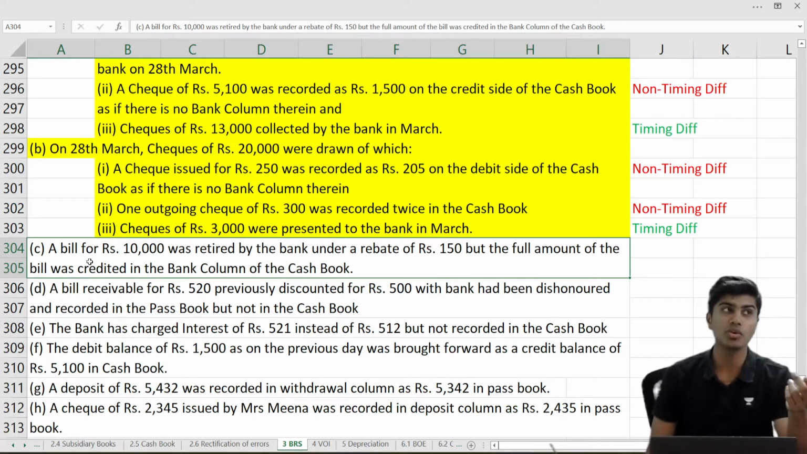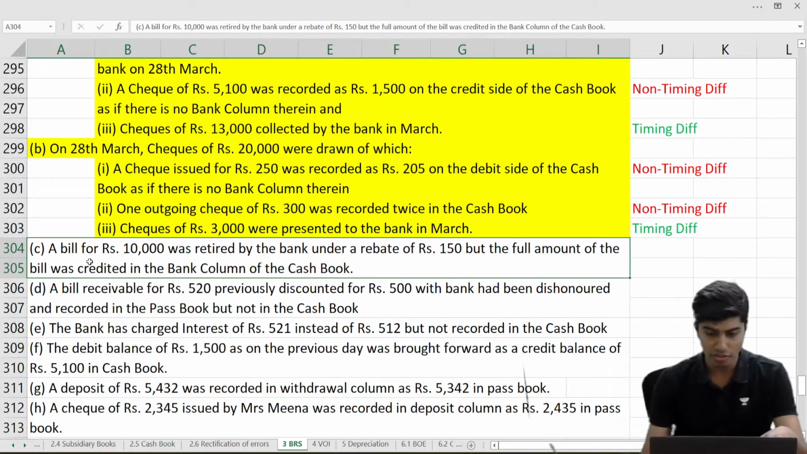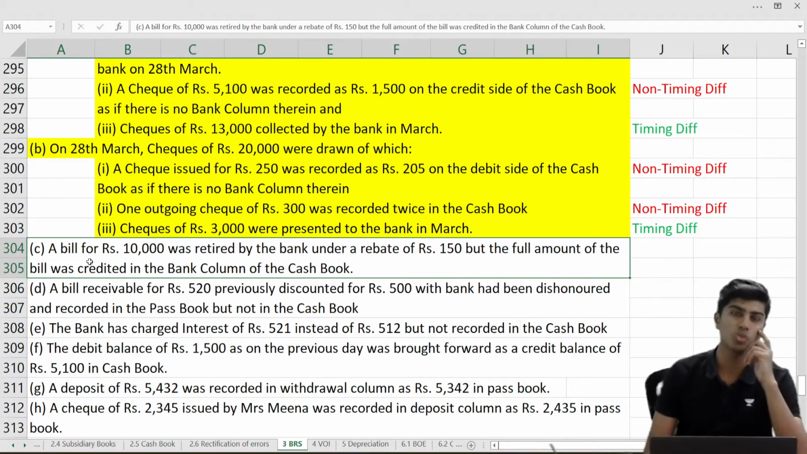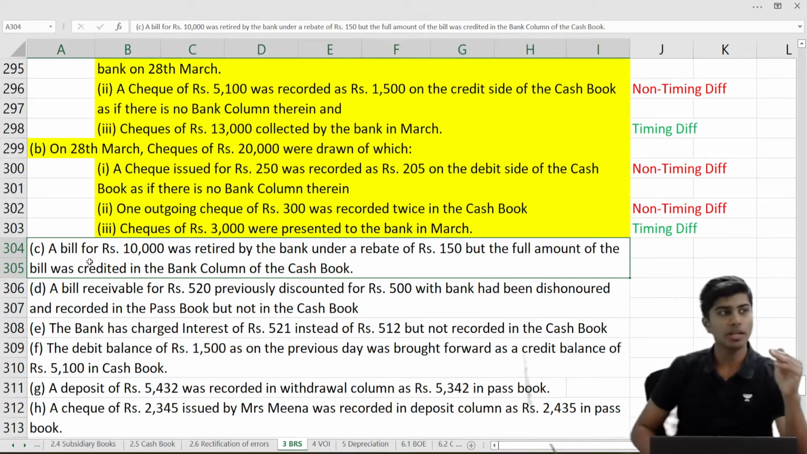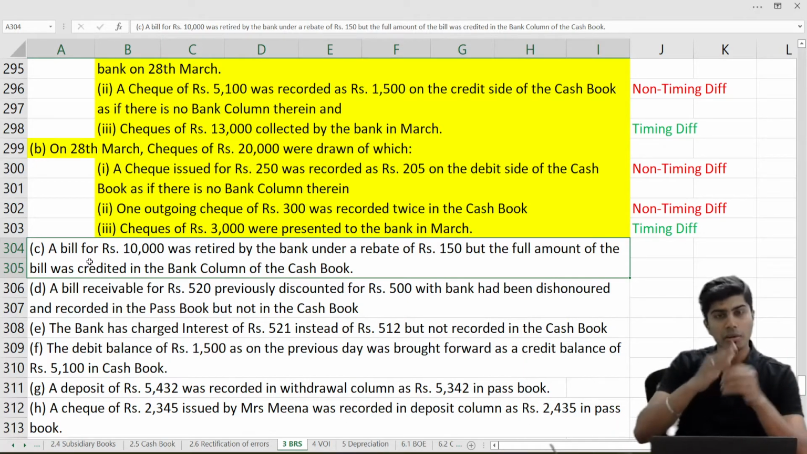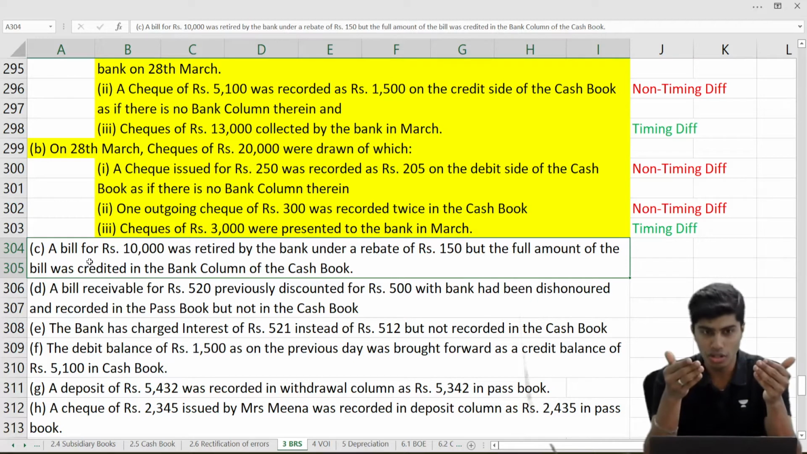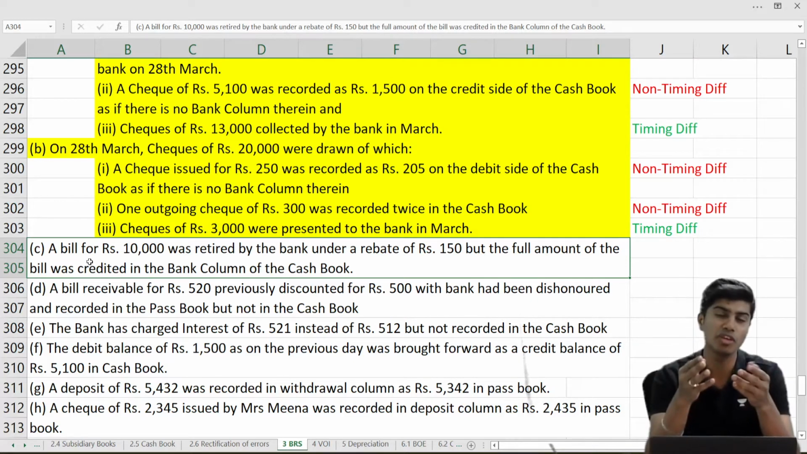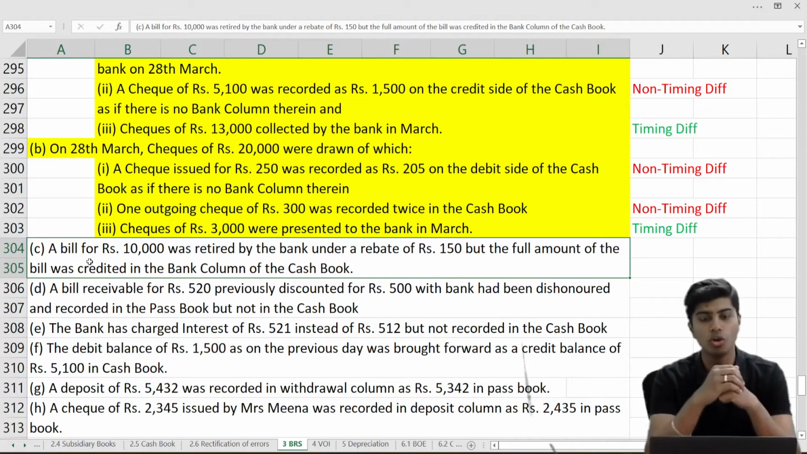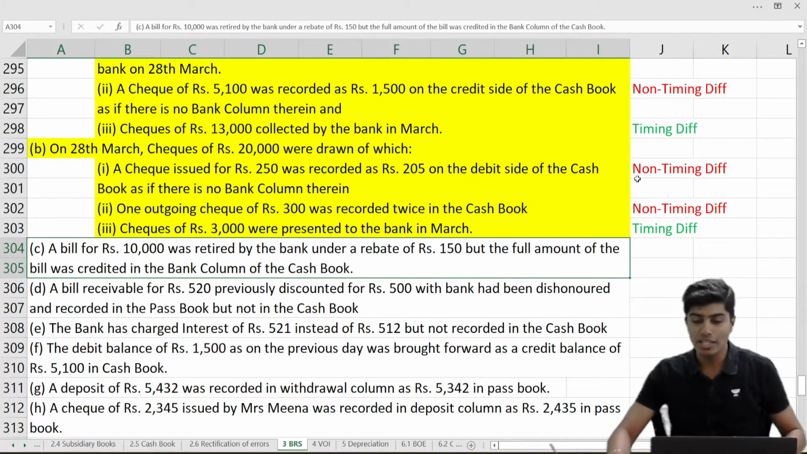But what have you done? You wrongly returned 10,000 rupees. The full amount is credited, and 150 rupees is omitted. You should now write it. Meaning the bill is retired at 9,850, but the amount is recorded as 10,000. In order to reduce that 10,000 to 9,850, the rebate of 150 which was ignored previously should now be recorded, and this is a non-timing difference.